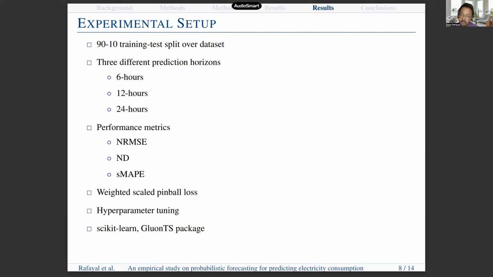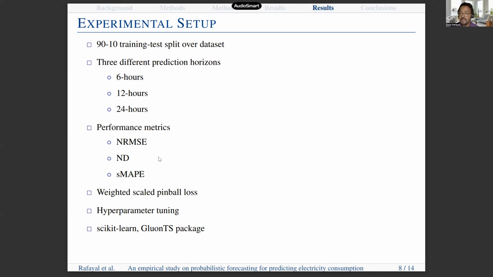We consider 3 different prediction horizons, namely 6 hours, 12 hours, and 24 hours, for test set performance evaluation. We employ commonly used metrics to assess the forecasting model performance. Especially, we consider the normalized root mean square error, the normalized deviation, and the symmetric mean absolute percentage error metrics. For probabilistic forecasting, we use the weighted scaled pinball loss at the 0.05, 0.25, 0.5, 0.75, and 0.95 quantiles.